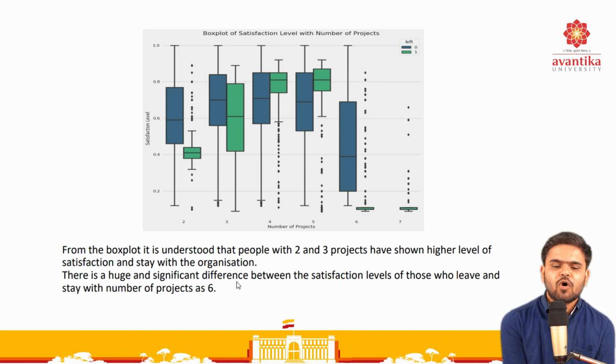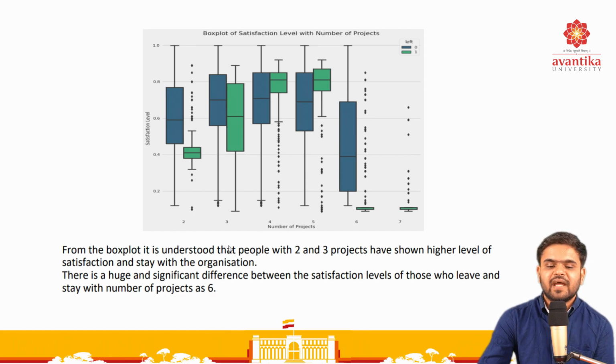So from this box plot, it is understood that people with number of projects 2 and 3 have shown a higher level of satisfaction, and they stayed within the organization as well. I repeat: from the box plot, it is understood that number of projects 2 and 3, just look at my cursor, have shown a high level of satisfaction, and they stayed within the organization as well. And there is a huge and significant difference between the satisfaction levels of those who leave the company and those who stay, with number of projects 6 over here. Here we can observe that satisfaction level plays a crucial role in the turnover of the employee.